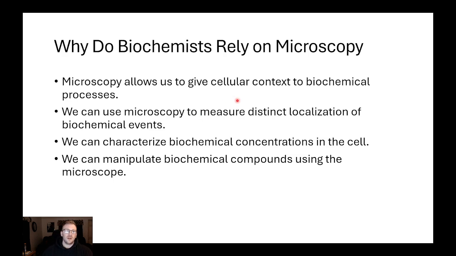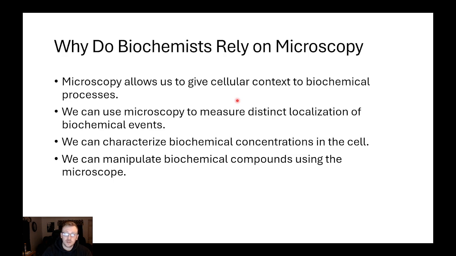So why do biochemists and biologists in general rely on microscopy to conduct their research? Well, the first thing and the most important thing is that microscopy allows us to get cellular context to biochemical processes, where if you run something like a protein gel, a Western blot, the traditional biochemical analyses, you're not going to get much cellular context out of it. Yeah, you can purify a protein and know that there's a protein there, but we don't know if that protein was associated to the ER or to the nucleus or to the cell cortex, or if it just floats in the cytoplasm. So by using microscopy and specific labels, we're able to give compartmentalization context of these biochemical processes.